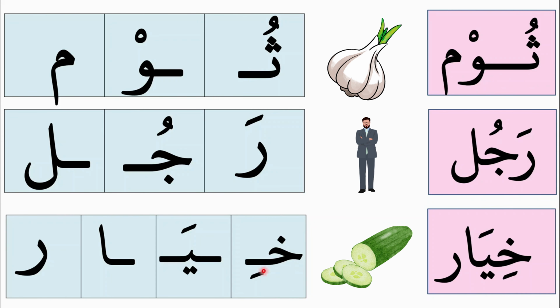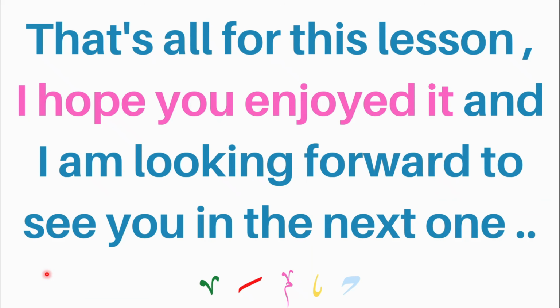And the last word is خيار, which means cucumber. خاء with كسرة, khi. Then ياء with فتحة, ya. But it's followed with the long vowel ألف, so you will make it يا. خيا. And the last letter را. خيار. That's all for our lesson today.